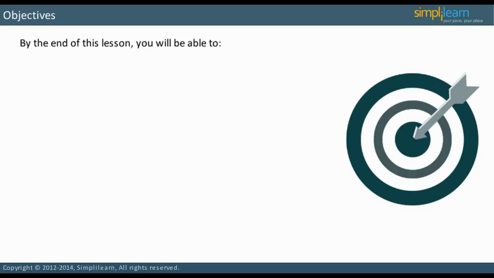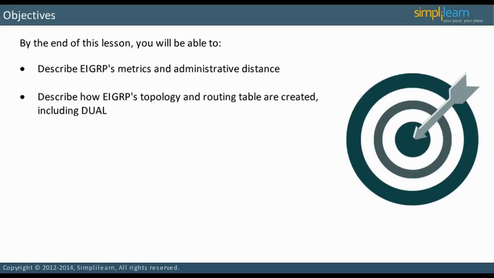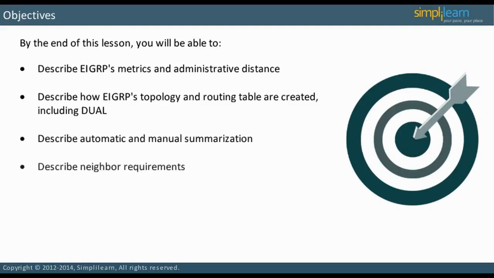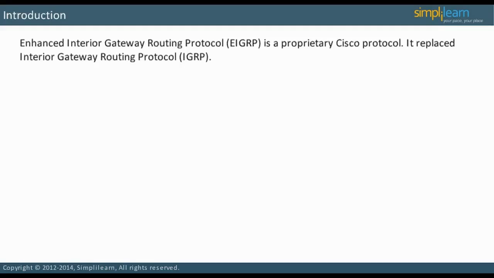By the end of this lesson, you will be able to describe EIGRP's metrics and administrative distance, describe how EIGRP's topology and routing table are created, including DUAL, describe automatic and manual summarization, describe neighbor requirements, and configure EIGRP for IPv6. Let us discuss EIGRP in the next slide.